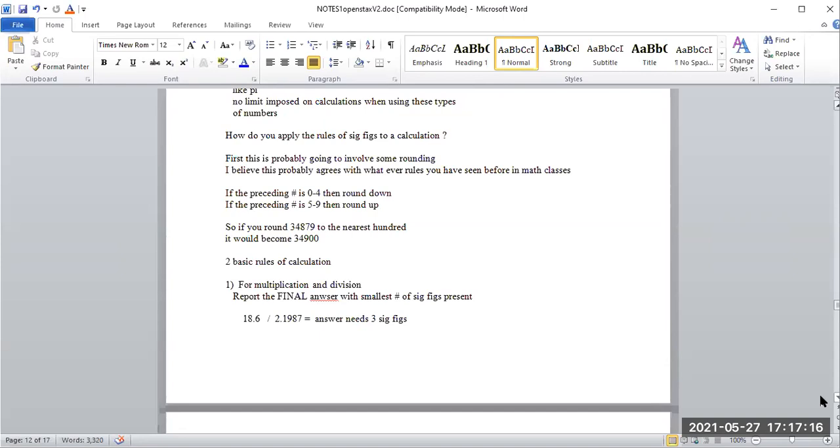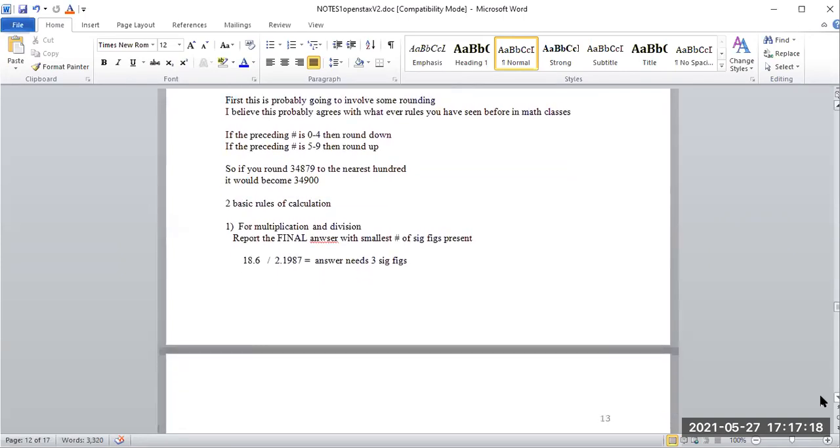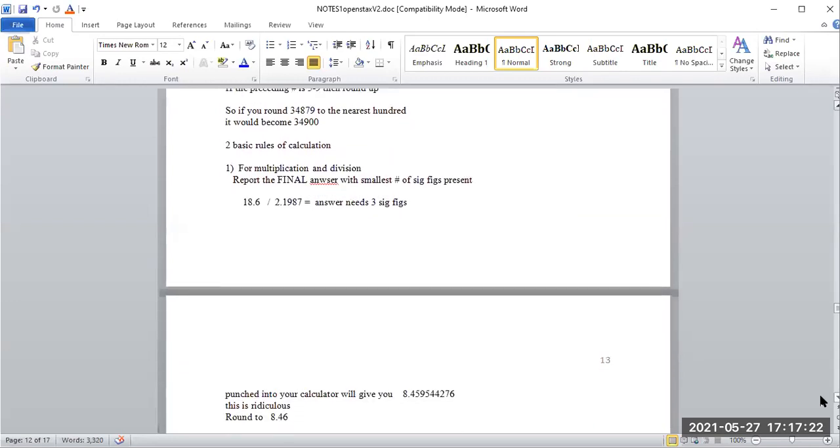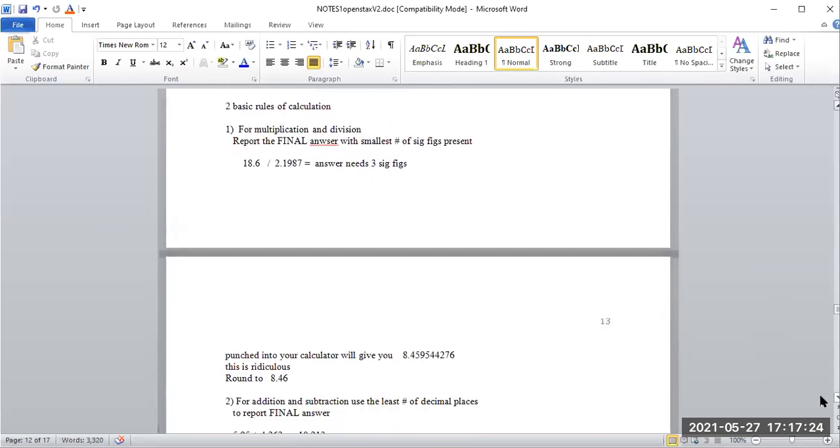For the math end of things in terms of calculations, there are 2 rules. Now, the first one applies to multiplying and dividing. And again, I have weird misspellings here.